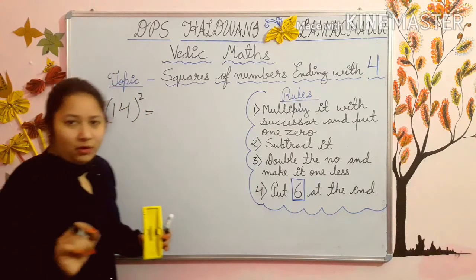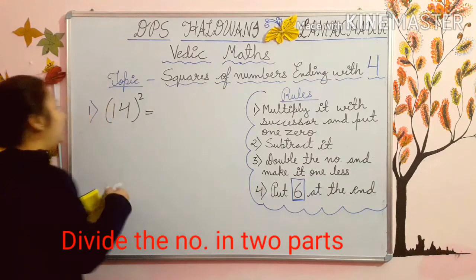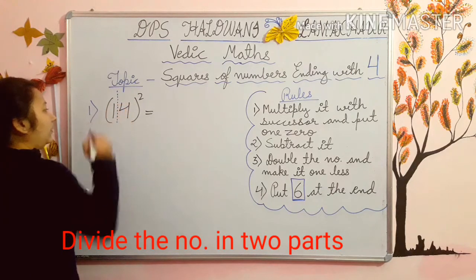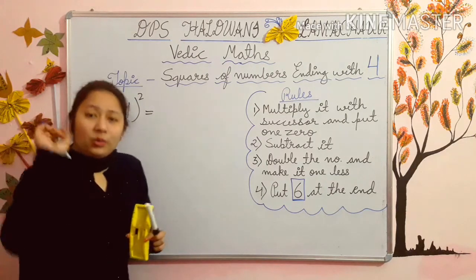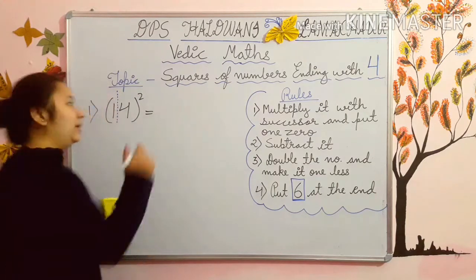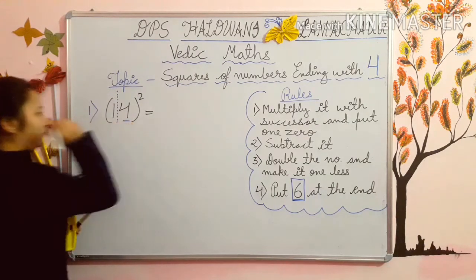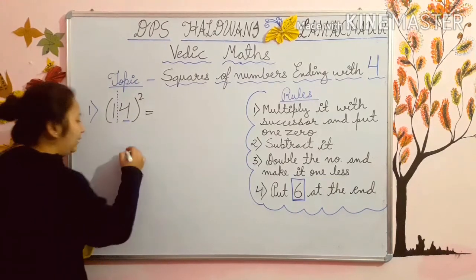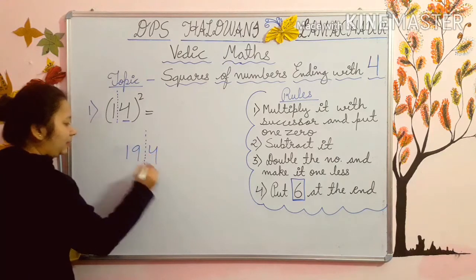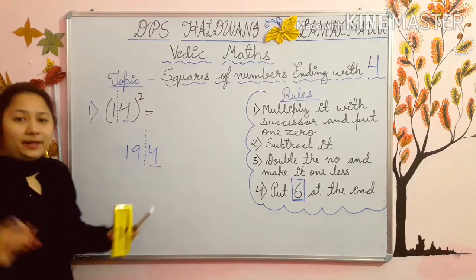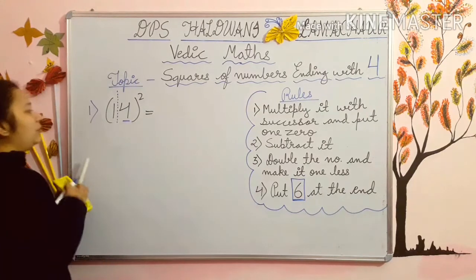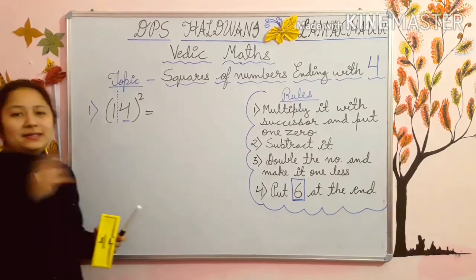Now, first of all, what you have to do? You have to divide the number in two parts. One part containing only 4 and the rest the pending number. Means you have to remove 4. If it is 194, you remove 4, and the pending number is 19. Same way, here I have removed 4 and the pending number is 1.